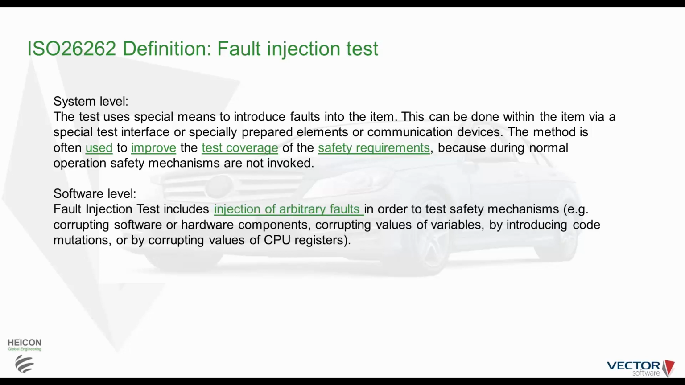The same here for software, on software level. Fault injection, also in the 26262 is written on software level, fault injection test includes injection of arbitrary faults in order to test safety mechanisms. For example, corrupting software or hardware components, corrupting values of variables by introducing code mutations, or by corrupting values of CPU registers.